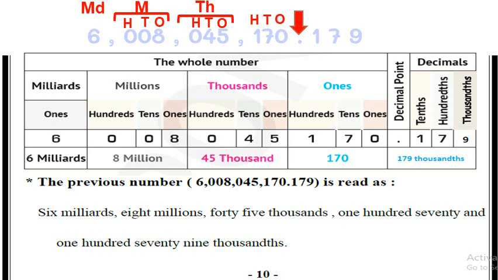Then we have the milliard family. In the milliard family we have here 6 under the ones, which means milliard, so 6 milliard. And now let's move to the decimal part.